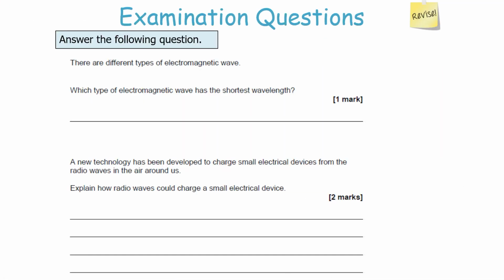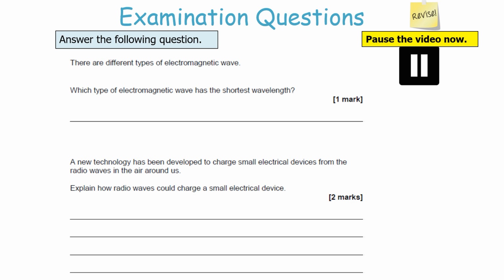So the first question says, there are different types of electromagnetic wave. Which type of electromagnetic wave has the shortest wavelength? And a new technology has been developed to charge small electrical devices from radio waves in the air around us. Explain how radio waves could charge a small electrical device. So pause the video now, then unpause the video when you want to go through your answer.